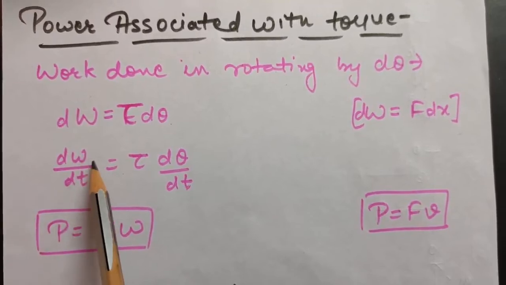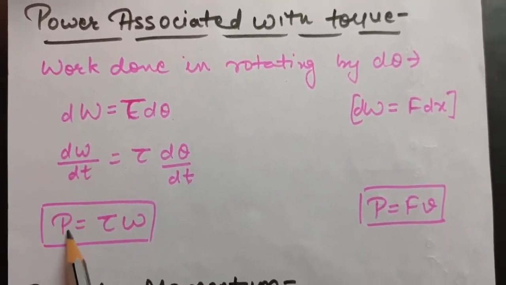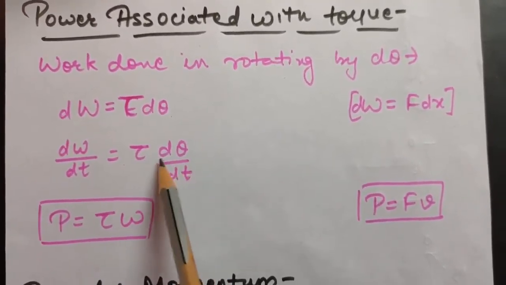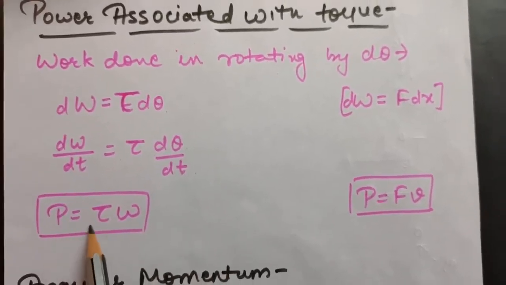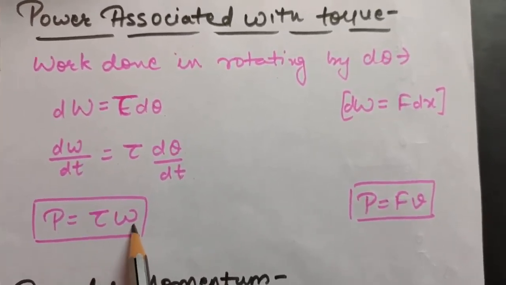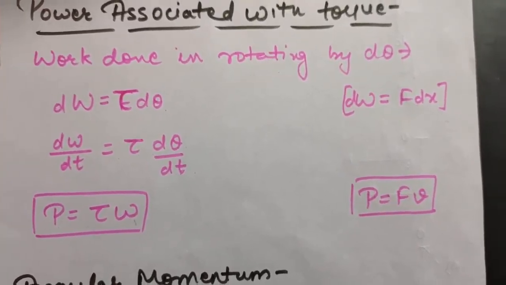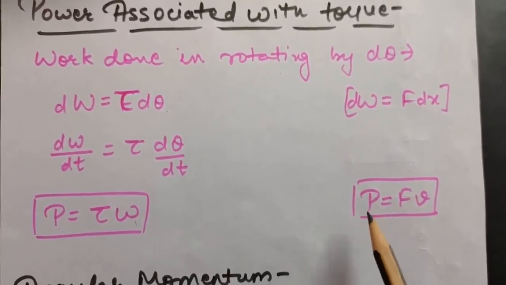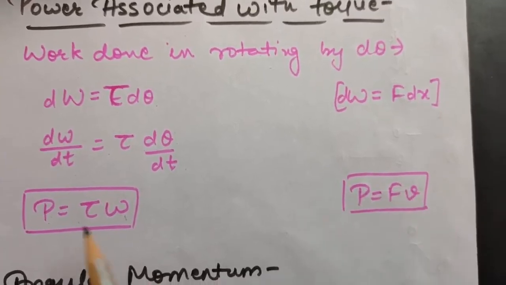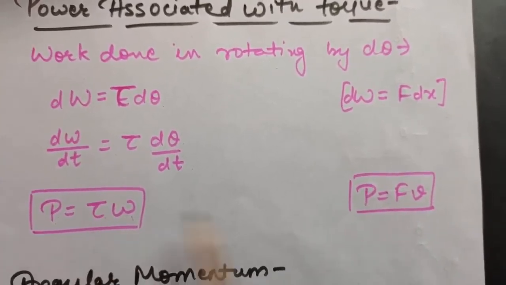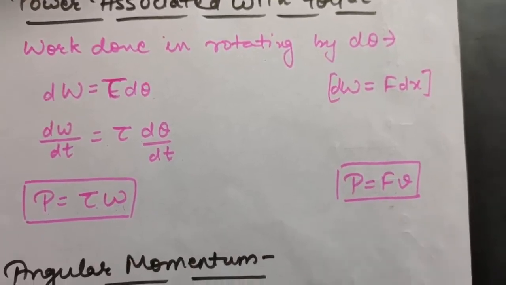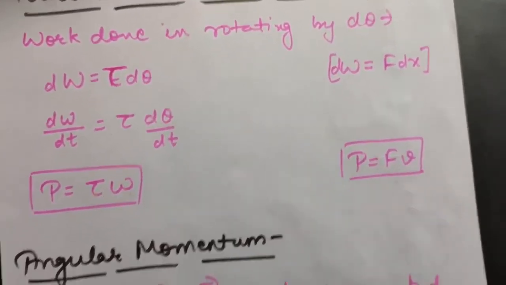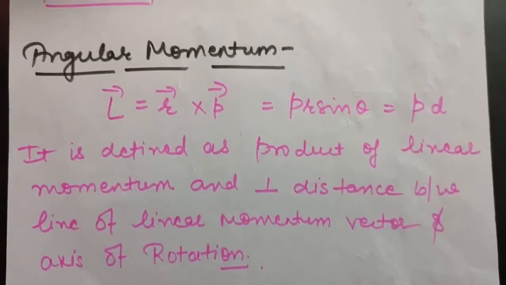Now as you know, work done upon time taken is power, so power is equal to torque, and d theta by dt is nothing but omega. So power is equal to torque into omega. Now this is the same as in linear motion, where we study P is equal to Fv. Here instead of F we have torque, instead of v we have omega. So see, again the formula is the same, only the terms are different. Okay, so the next is angular momentum.